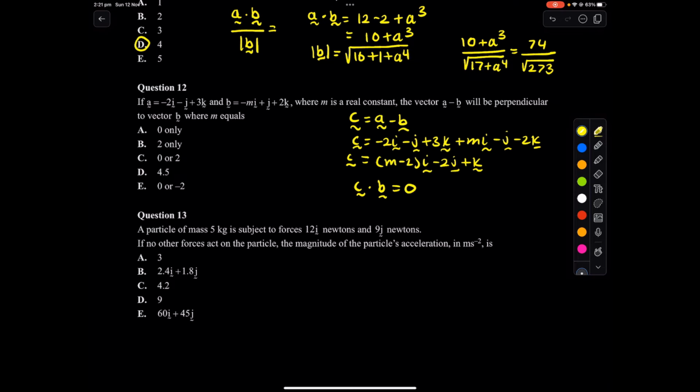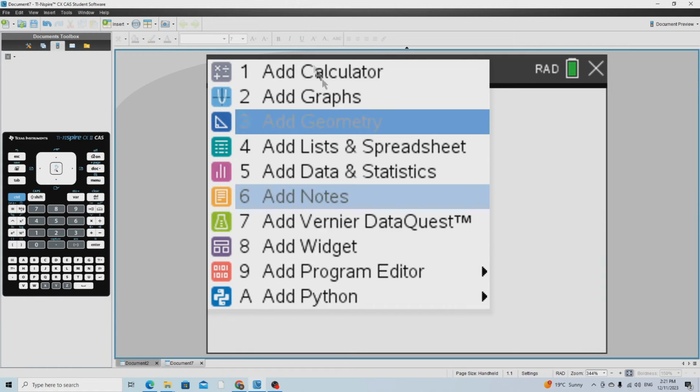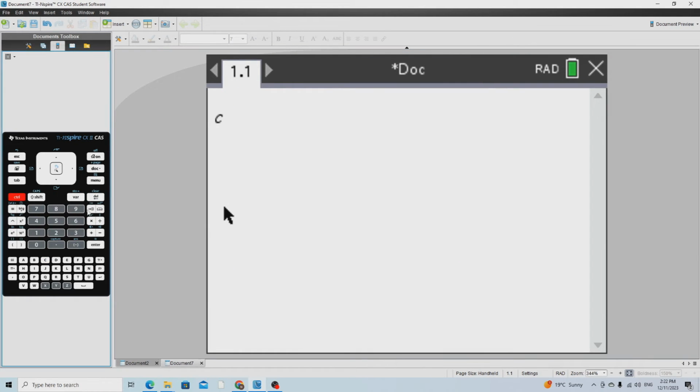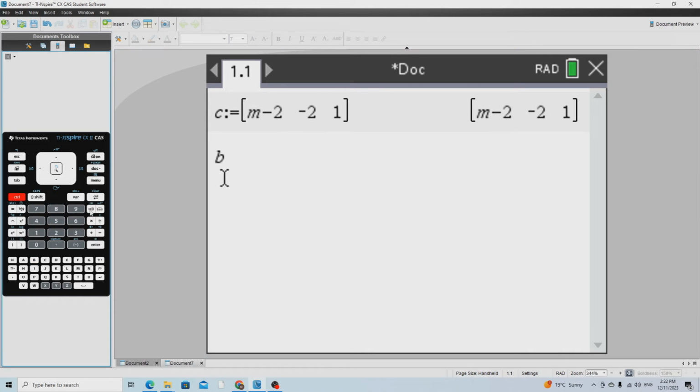So again, you can easily do that in our CAS. So let's define the vector C. Oh wait, let me control N because we're using A and B already. So just control N. Okay. So vector C, as we calculated it, is m minus 2, negative 2, 1. And your B vector is negative m, 1, 2.